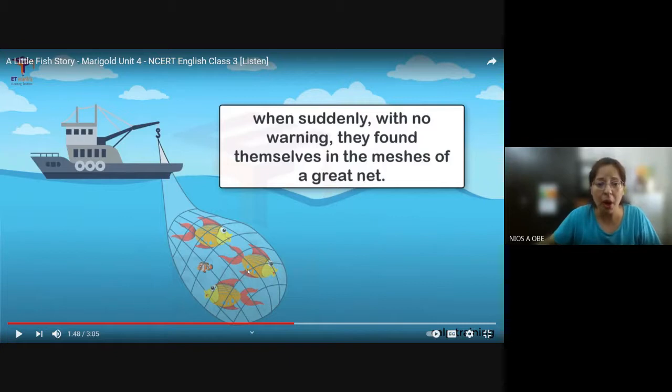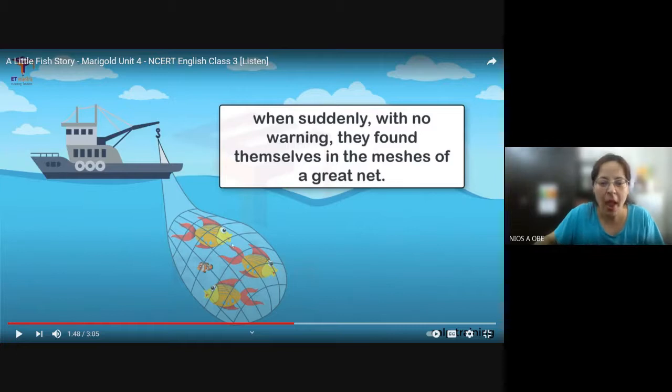Oh my God. Fisherman must be feeling so... Yeah. What must he be feeling? Anirudh, fisherman has caught so many fish. He must be feeling happy. Yes, he must be feeling so happy. I have caught so many fish today.